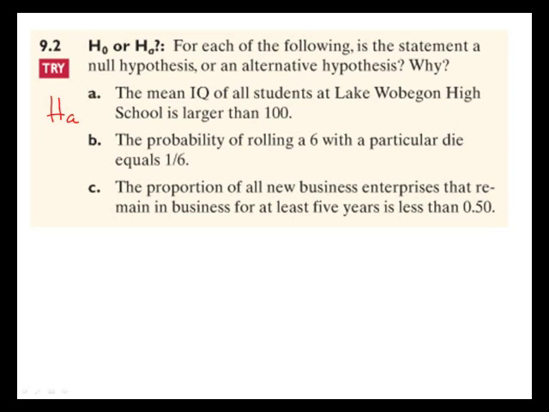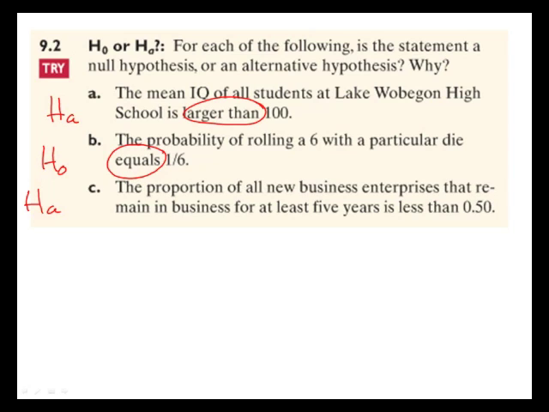And then the probability of rolling a 6 with a particular die equals 1/6. The null. And why is that? Yeah, it's exactly equal. And this one, because it says larger than. And then the last one, the proportion of all new business enterprises that remain in business for at least 5 years is less than 1/10. Alternative. That's kind of sad if that's true, isn't it? Very, very risky.